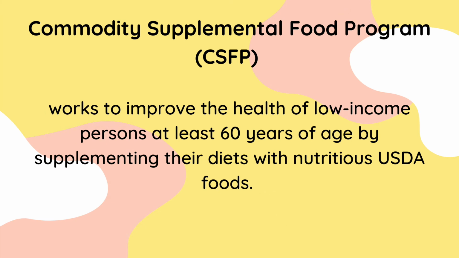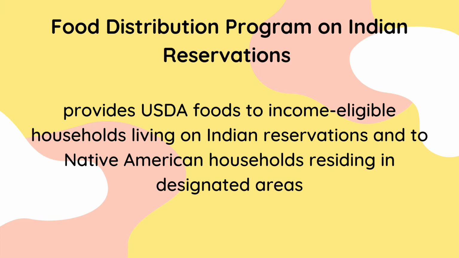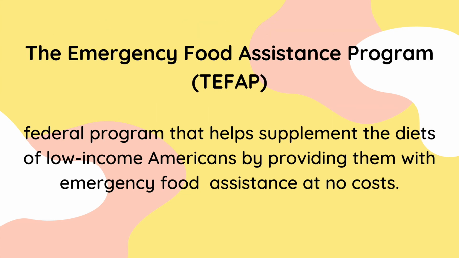So there's 3 different types of commodity boxes that you might receive. The first one is for seniors, and that's called CSFP, the Commodity Supplemental Food Program for Seniors. The next one is called Food Distribution Program for Indian Reservations. And the third one is called TEFAP. That's probably the one that's the most familiar, and that's the Emergency Food Assistance Program.